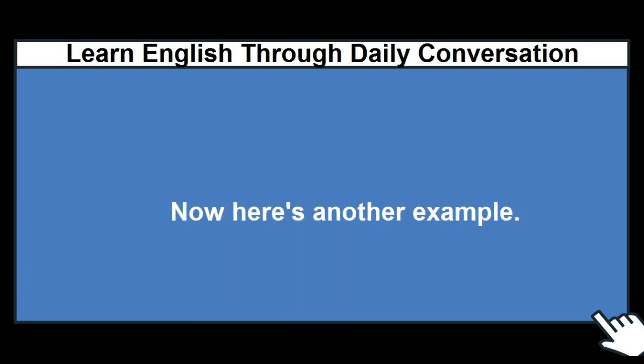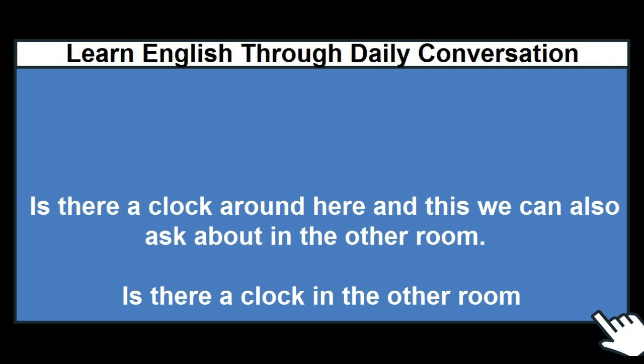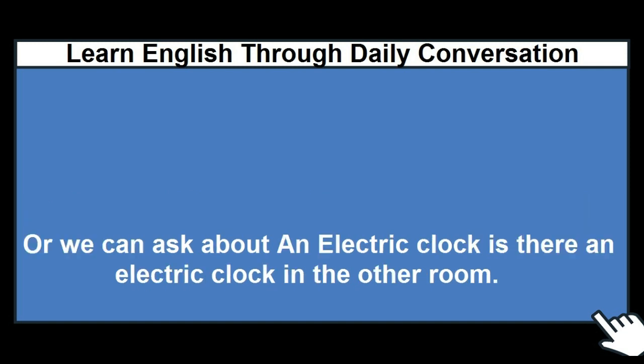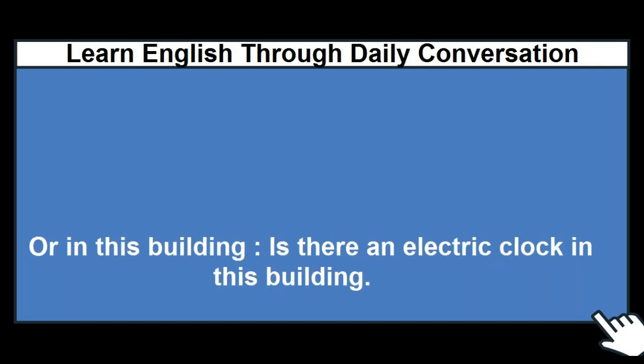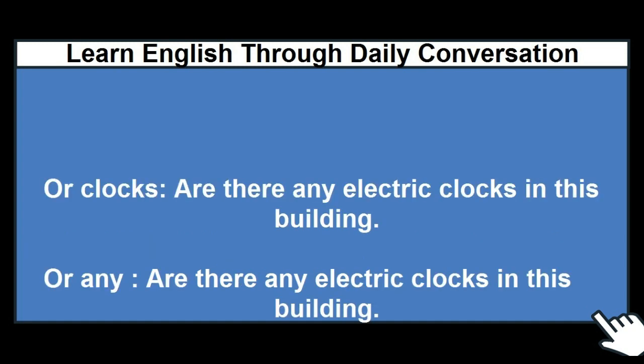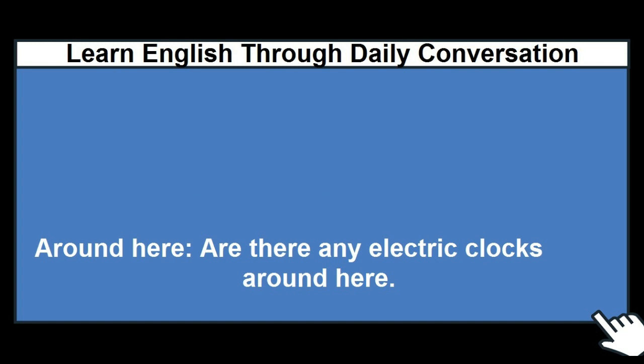Now here's another example. Is there a clock around here? In this, we can also ask about in the other room. Is there a clock in the other room? Or we can ask about an electric clock. Is there an electric clock in the other room? Or in this building? Is there an electric clock in this building? Or clocks? Are there any electric clocks in this building? Around here? Are there any electric clocks around here?